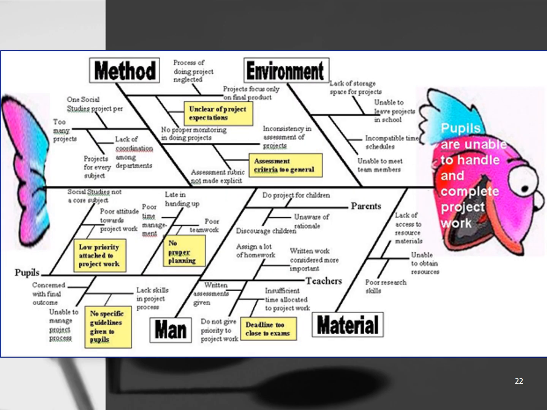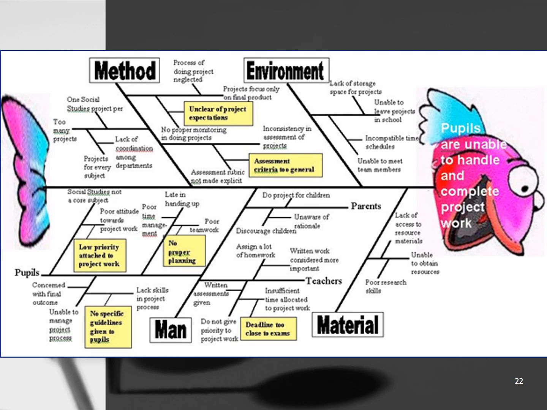The next example is on the colorful, beautiful purple fish, in which the problem is on pupils who are unable to handle and complete project work. So what are the causes of this problem? The method, environment, the man, and material.